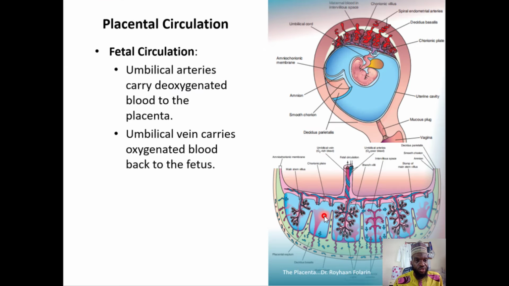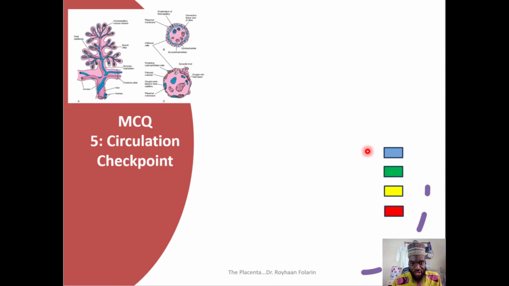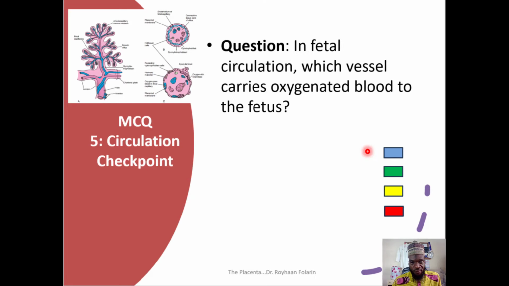So fetal circulation, we've seen the umbilical arteries carrying deoxygenated blood into the placenta and the umbilical vein carrying oxygenated blood back to the fetus. And you have in the maternal circulation the spiral arteries that deliver blood into the intervillous spaces, and the blood exits via the vein. So the placental circulation is a sophisticated system that ensures efficient exchange of gases and nutrients. The fetal and maternal blood do not mix, but they come close enough in the intervillous spaces to allow diffusion.